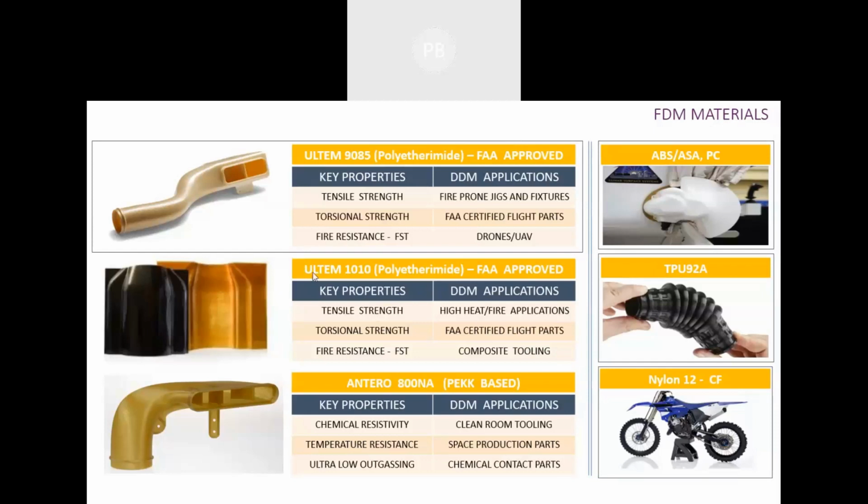Another material is Ultem 1010. 1010 is again FAA approved, but it is also FDA approved. This is a biocompatible material which can be directly put into a human body for a certain period, not for a month or two, but for 24 hours after sterilization. After sterilizing the part, you can put it into the human body for certain surgeries, such as surgical guides or surgical tools. This part can also be directly used in aerospace, railways, and automotive. This is again an FAA approved material.